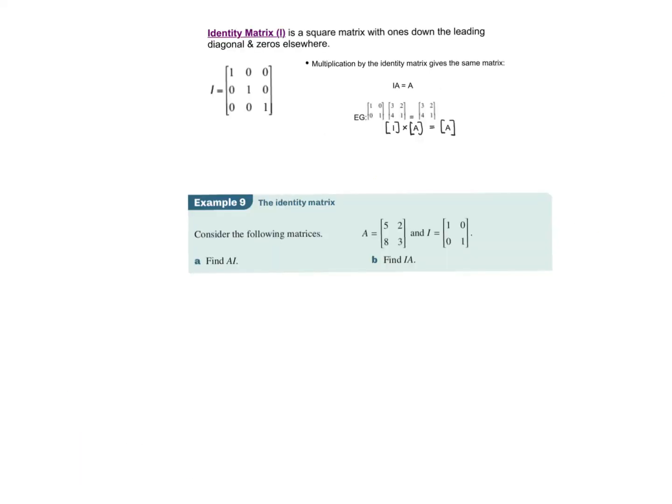With this one, the identity matrix is always a square matrix, and it has ones on the leading diagonal and zeros elsewhere. So you can see here we've got ones on the leading diagonal. The leading diagonal starts up in the left hand corner, so it starts here and always finishes down here. You can only get a diagonal if you have a square matrix. So an identity matrix just has ones there and zeros everywhere else.